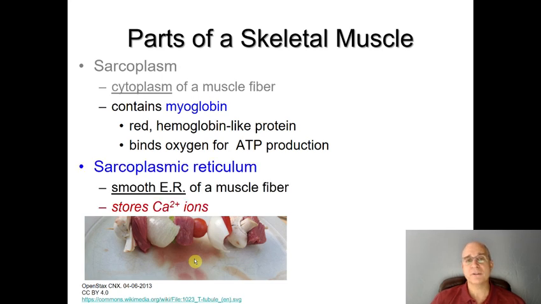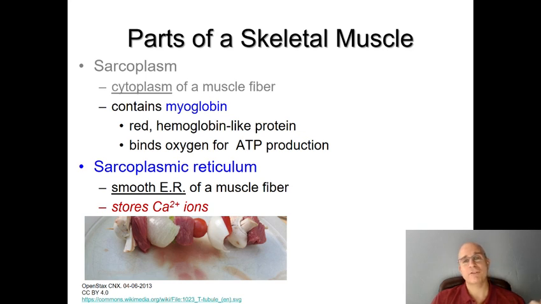We also find within a muscle fiber a structure called sarcoplasmic reticulum. And this word, again, seems an awful lot like a word you've learned before: endoplasmic reticulum, with that prefix sarco here meaning muscle. So the sarcoplasmic reticulum is the smooth endoplasmic reticulum of a muscle fiber. And this is really, really important, and we're going to keep coming back to this important ion here. The sarcoplasmic reticulum stores calcium.